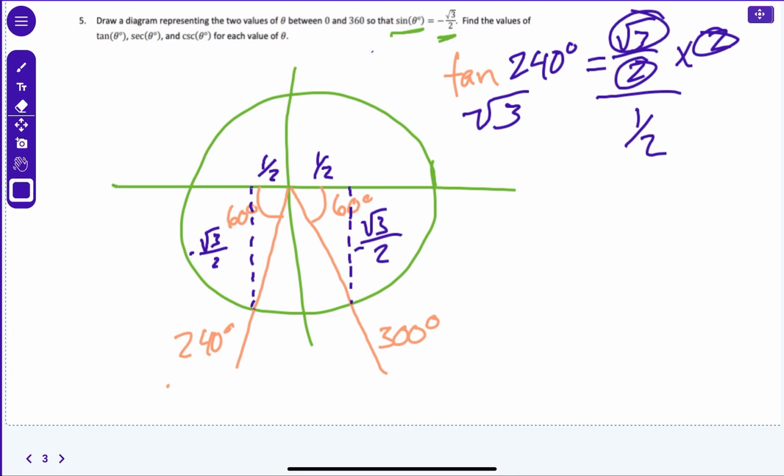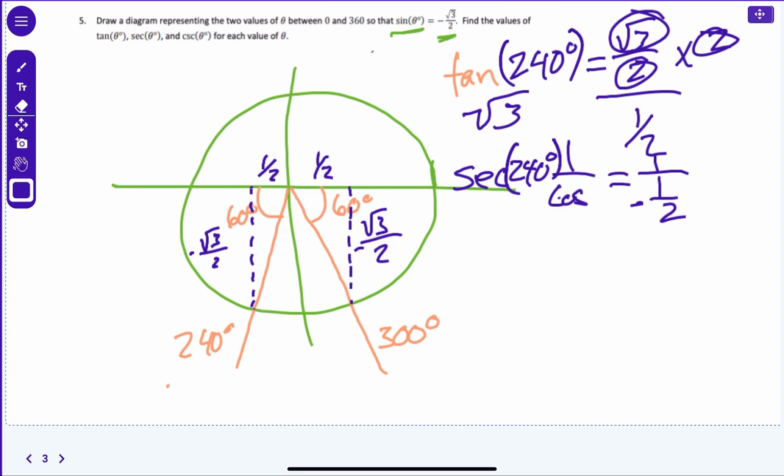Now let's do secant. Well, the secant is the inverse, 1 over the cosine. So what is the cosine here? Cosine is 1/2. So 1 divided by, well, I'm sorry, this one is a negative 1/2 because we're still talking about 240 here, secant of 240. That's a negative 1/2. Well, what is 1 divided by a negative 1/2? That's just simply negative 2, right? Flip, multiply.